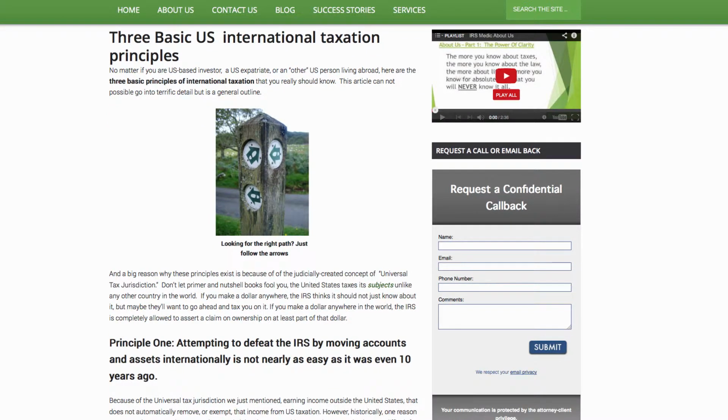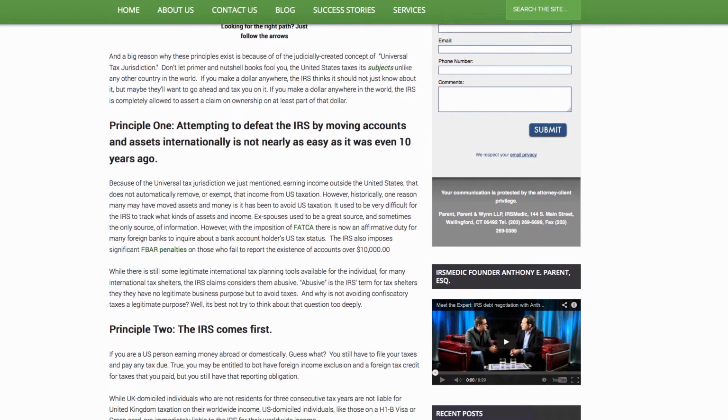So there it is. It's a nice little signpost I made. Just follow the arrows to find the right path. There's a pretty funny joke, I think. I deserve praise for that.